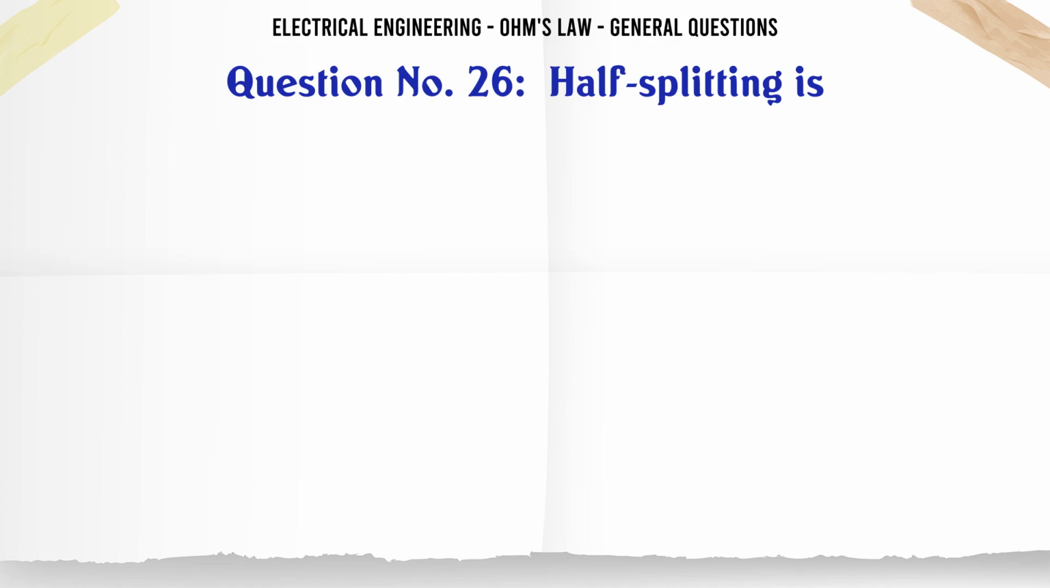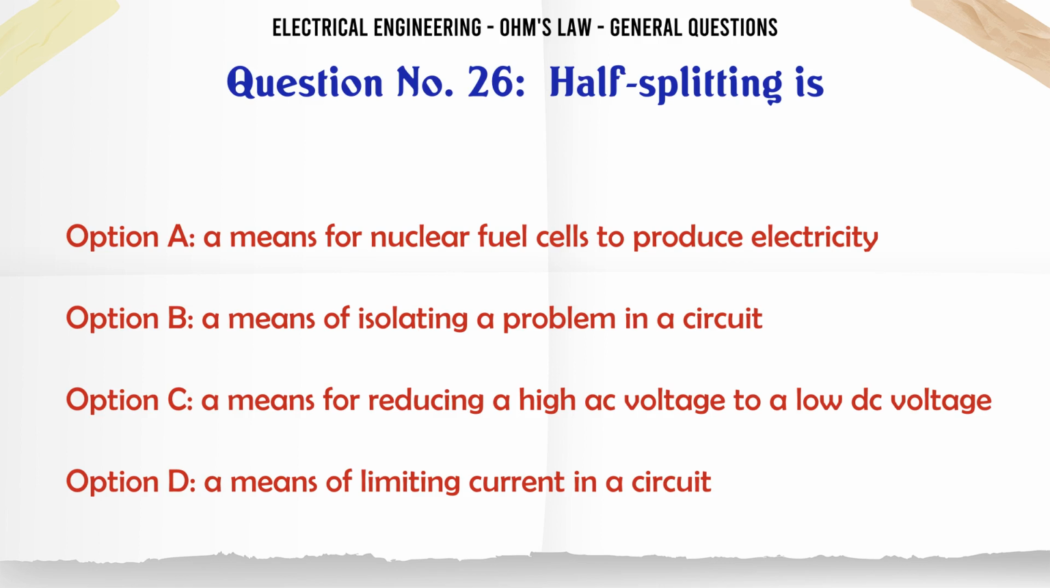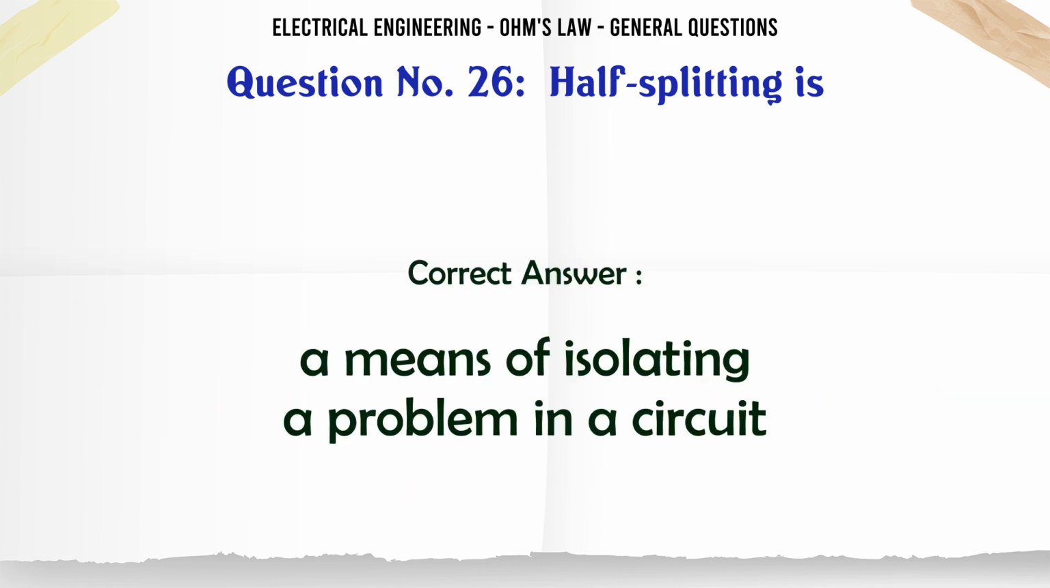Half splitting is A. a means for nuclear fuel cells to produce electricity, B. a means of isolating a problem in a circuit, C. a means for reducing a high AC voltage to a low DC voltage, D. a means of limiting current in a circuit. The correct answer is a means of isolating a problem in a circuit.